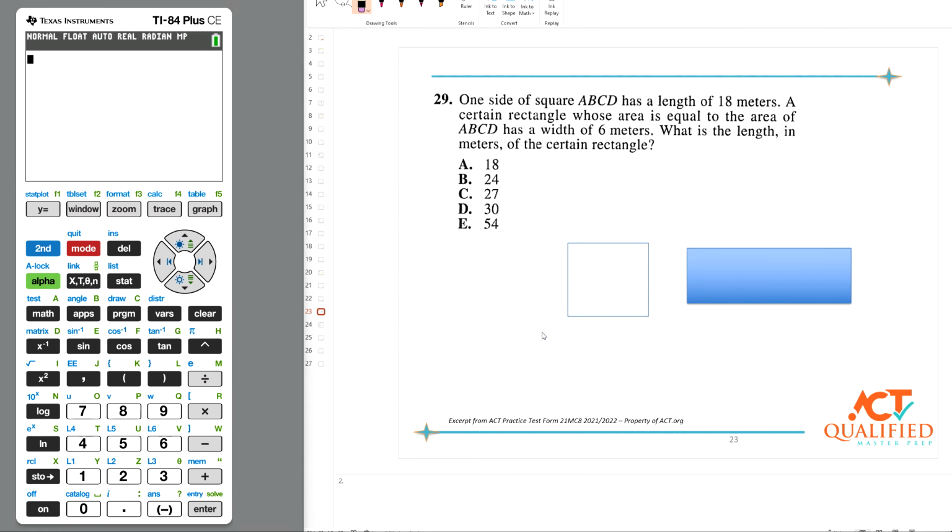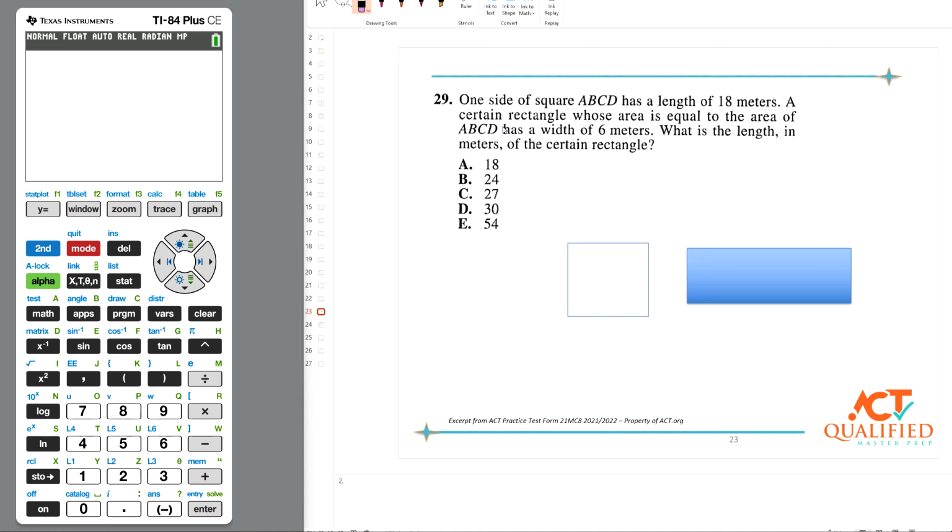Question number 29. One side of square ABCD has a length of 18 meters. A certain rectangle whose area is equal to the area of ABCD has a width of 6 meters. What is the length in meters of the certain rectangle?